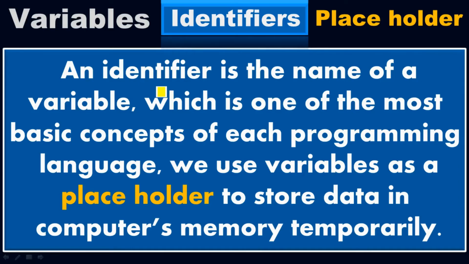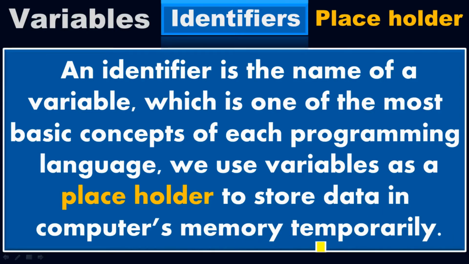According to this definition, identifier is actually the name of the variable. It is nothing but the name of the variable, which is one of the most basic concepts of each programming language. Variable is very much important in each programming language. We actually use variables as a placeholder. Variable behaves as a placeholder to store data in computer's memory temporarily.